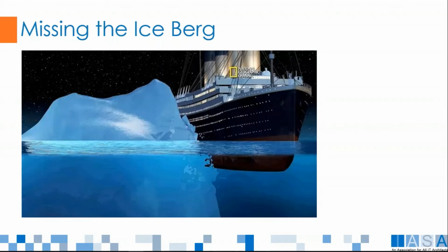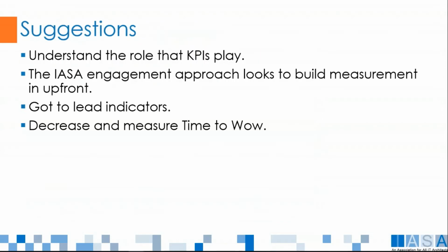So what are some ways we can see what our products are doing, measure their effectiveness, and miss the iceberg? First, we want to understand what key performance indicators come into play. Second, we want an engagement approach that builds measurement into our product upfront. And IASA has always advocated that approach. If you're putting in a feature, how do you measure if it's successful? That's included even in some of the core training.